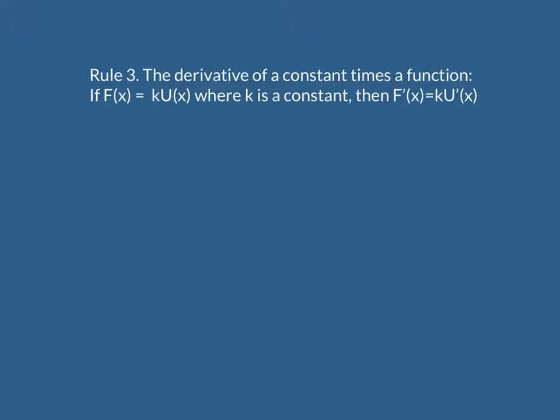Rule 3 builds off of the power rule, and it's actually pretty simple, and you probably would have done this anyway if you weren't sure. What it says is, if a function equals a constant k times u of x, where k is a constant and u of x is some function, then the derivative f prime of x is equal to k times the derivative of that function. That really just means the derivative of a constant times a function is the constant times the derivative of the function. Let's take a look at a couple examples here.